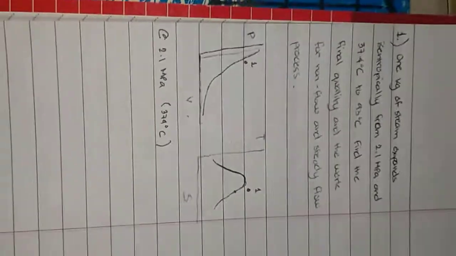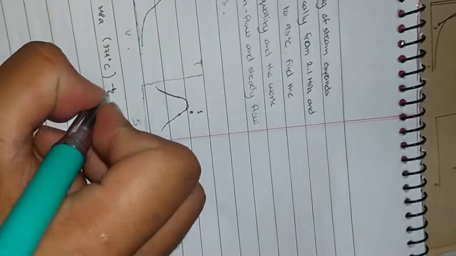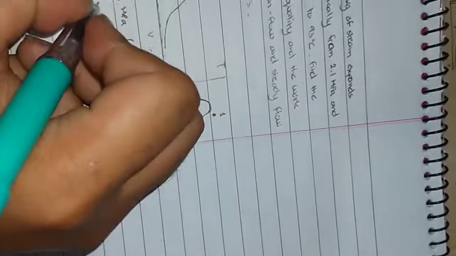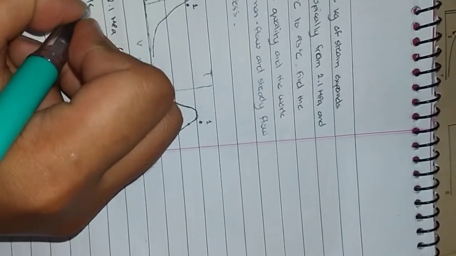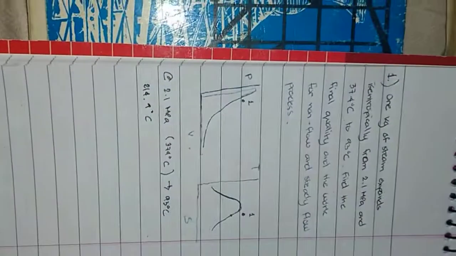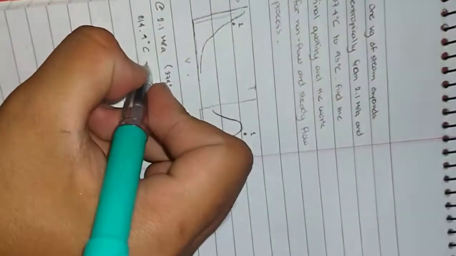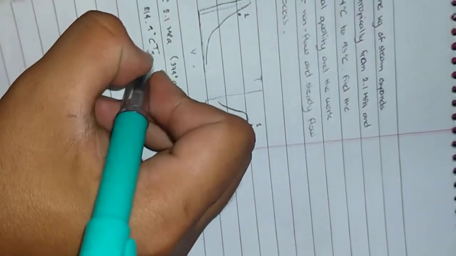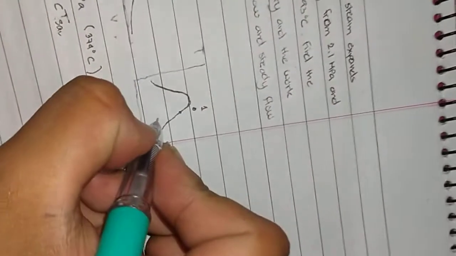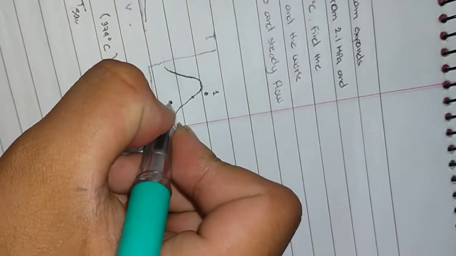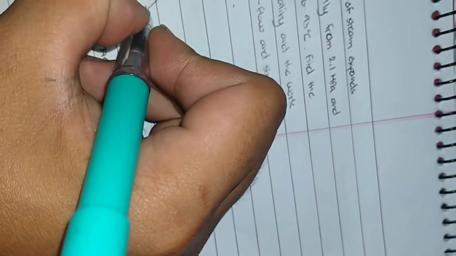Next is to identify your point 2. Since at point 2 you are at 93 degrees Celsius, but the saturation temperature at 2.1 MPa is 214.9 degrees Celsius. So the saturation Tsat is 214.9, and 93 is lower. Therefore, point 2 is in the mixture region.